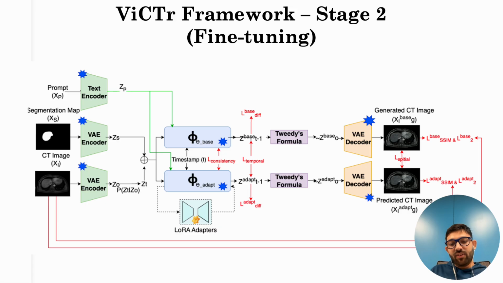Now we are going to stage 3. So this is our entire ViCTr framework, in which there will be our base model, which is the pre-trained model, and there will be the adapt model basically.